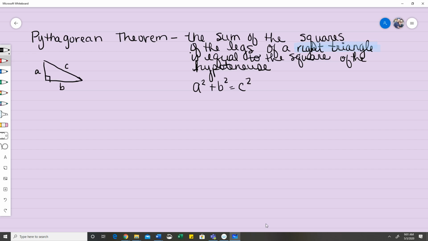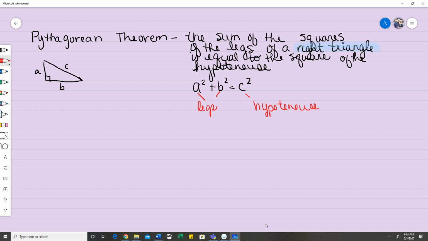Now, we do have to remember a and b are always going to be the legs, okay? And c will always be the hypotenuse. So anytime you're trying to figure out which one is which, c is always going to be your hypotenuse. Your hypotenuse is always directly across from that right angle.